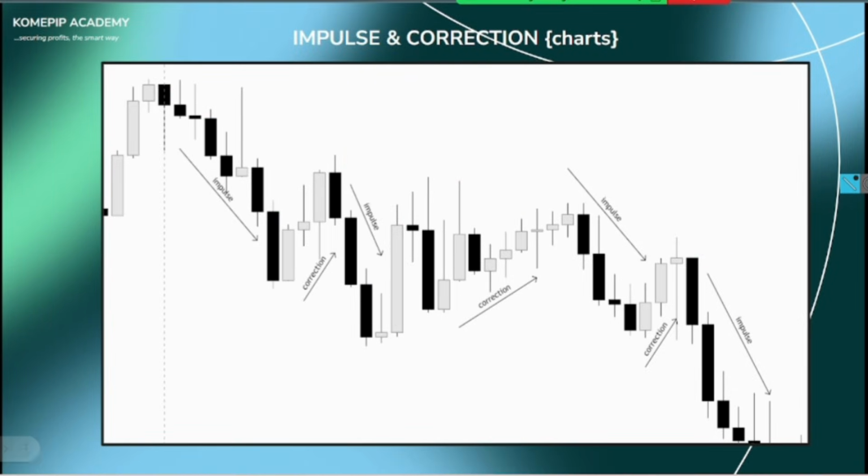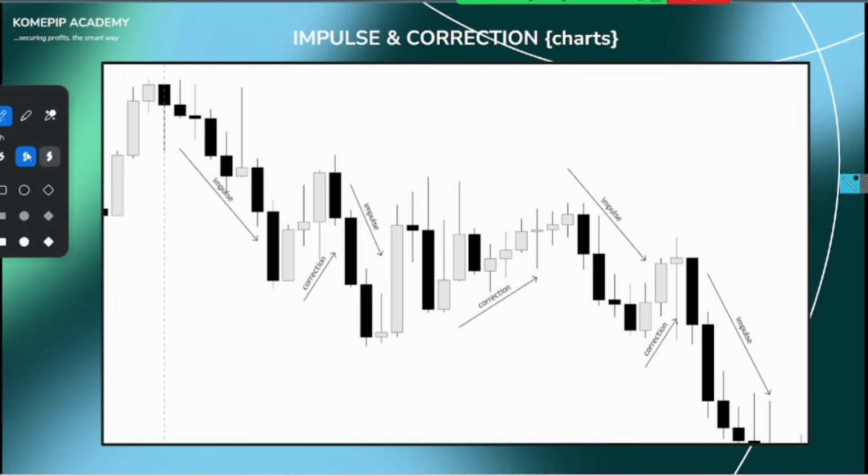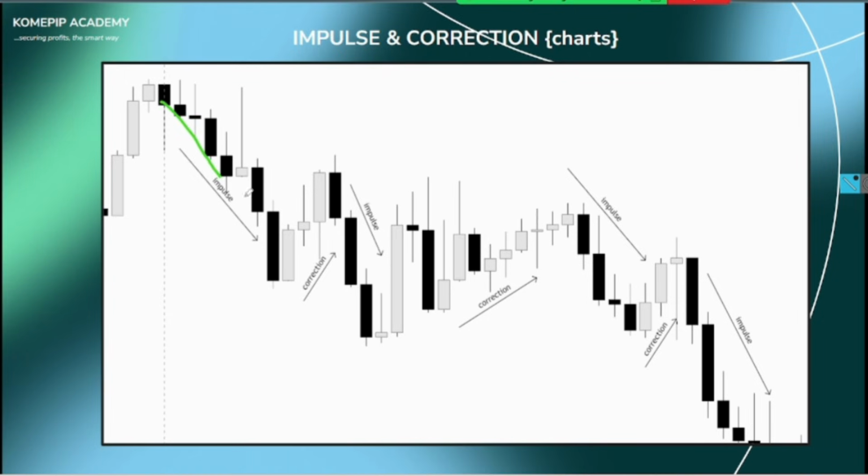So this is a chart example of what I just explained. As you can see, we have price pushing to the downside impulsively, and this push to the upside is a correction. Now, what do you notice on this chart? One of the things you are going to notice is that for the impulsive move, the candles are usually bigger, while for the correction, the candles are smaller. Now, this is very important. So you see, this is the impulsive move and this is the correction.